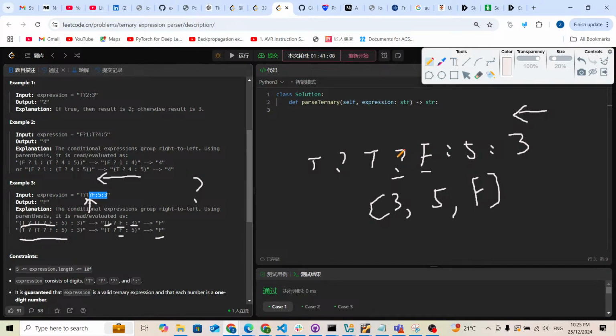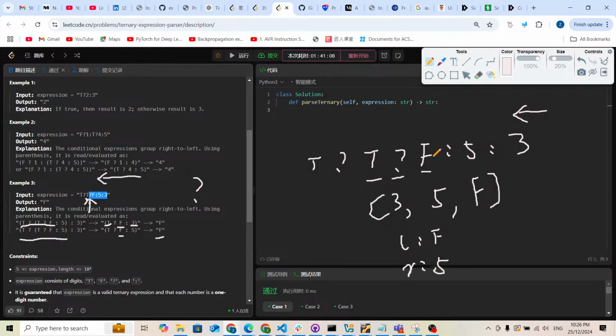If we find a question mark, what are we going to do? We find another character before the question mark. According to this question mark, we don't know how to choose, but the character before it is really important. It can be T or F. So this is a T. What are we going to do? We're going to choose two characters. So for this F, this is from the left side. From the left side, we have an F, and from the right side, we have a 5.